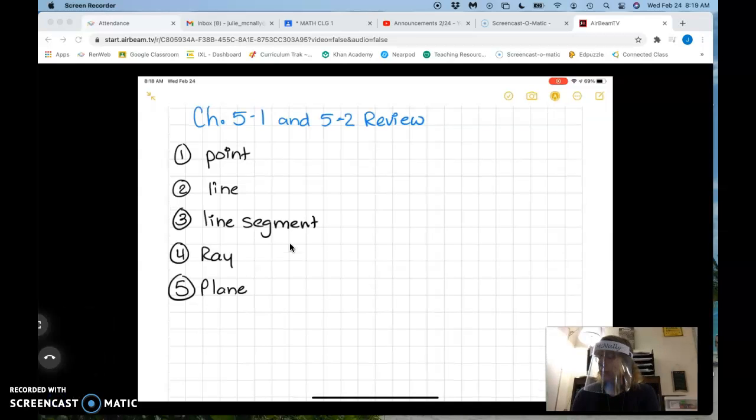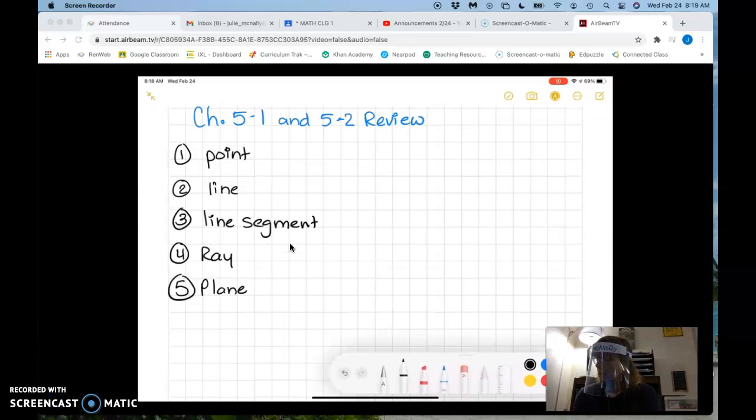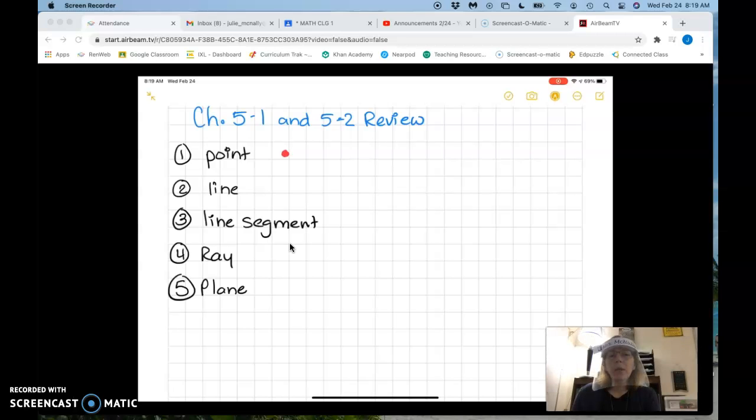So what does a point look like? Yeah, it's literally just a dot. Okay, and how do you name a point? One letter names a point. Okay, so you could say point A, if that was what was next to your dot, your point.